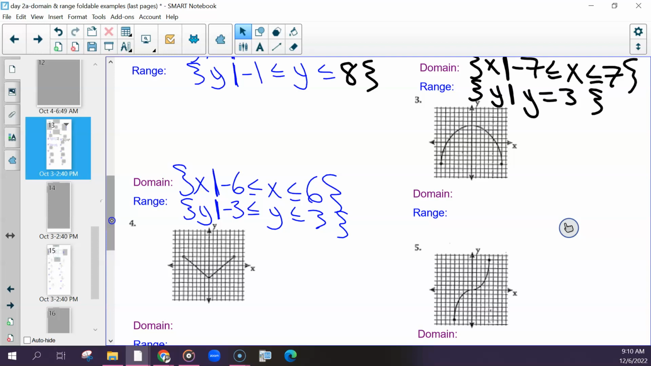After we do this example and then the other page, you'll have time to do some of these on your own or with each other. So if you want to cut out the entire graph, number, and the domain and range so you don't have to write it again, you can do that. If you're using the foldable, I wouldn't suggest that because the domain and range part won't fit.